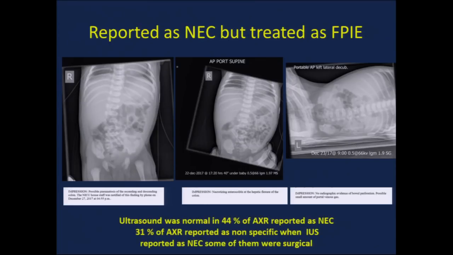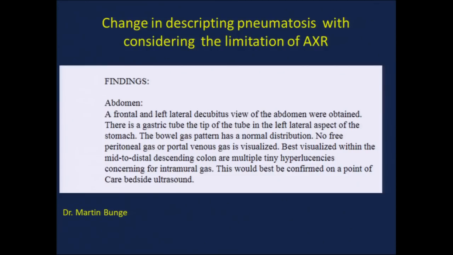And for 3 years now, we have 44% of the X-rays reported as NEC when ultrasound was normal, 44%. So if you look at the X-ray, this is almost like a flip of a coin. You have close to 50% or less sensitivity. You have 31% of the abdominal X-rays reported as non-specific when ultrasound reported NEC. On the other hand, in 33% there is nothing reported in the X-ray or just non-specific. And the NEC was actually significant in some of these cases.